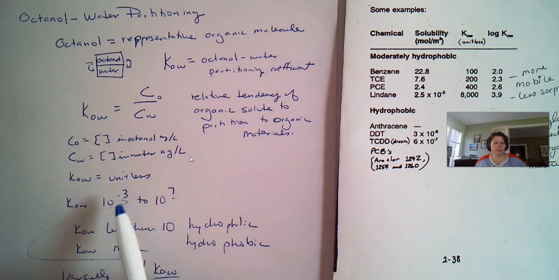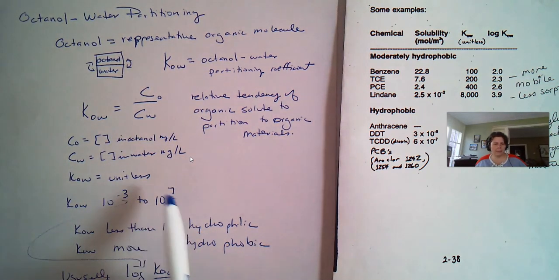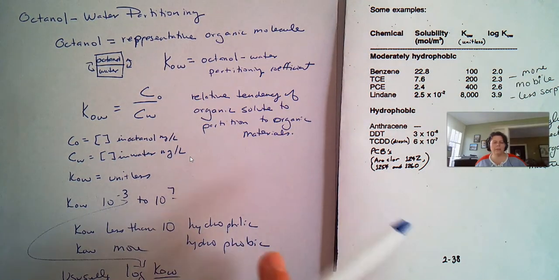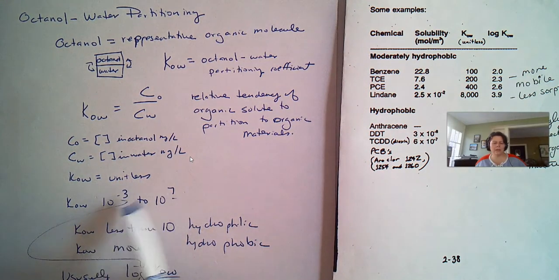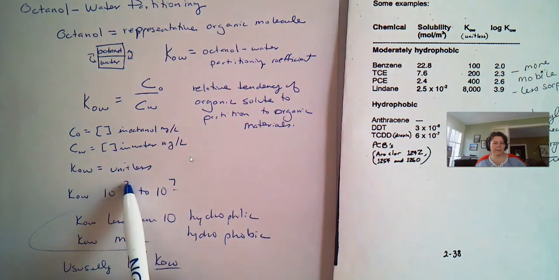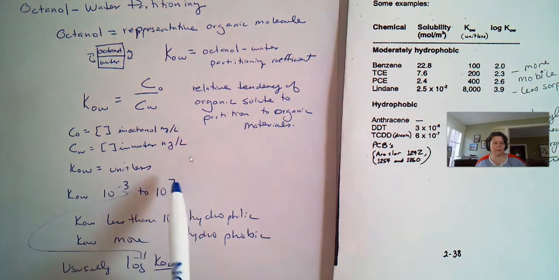KOWs range somewhere between 10 to the minus 3 to 10 to the 7. So if they're less than 10, they're hydrophilic. If they're greater than 10, they're hydrophobic. And so we usually don't say 10 to the third KOW. What we usually look at is what's called the log of the KOW. Basically we're just looking at these log units, and that's what you normally will see.